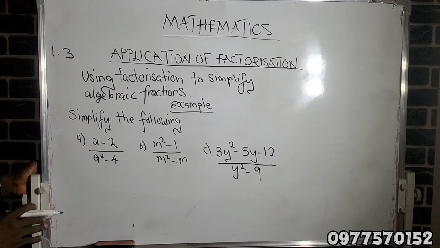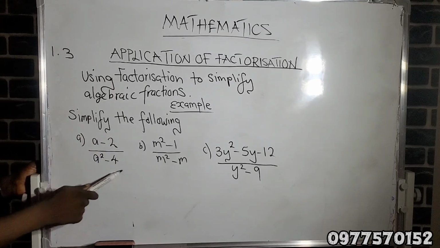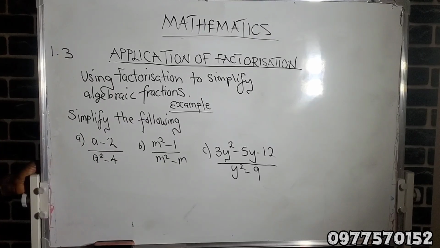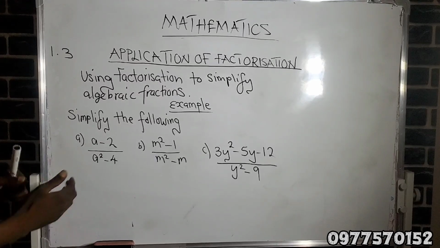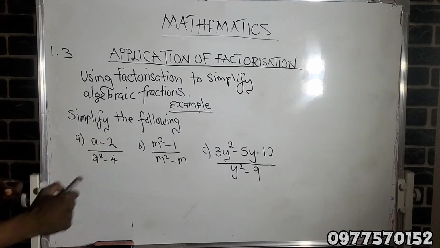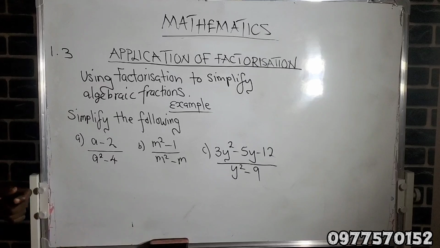So, like the following questions here, they're saying, simplify the following. Simplify this. Simplify this. Simplify that one. Now, there is no way you can add or subtract here because they are unlike terms, and you can't even just cancel here. First, apply factorization, what you know.